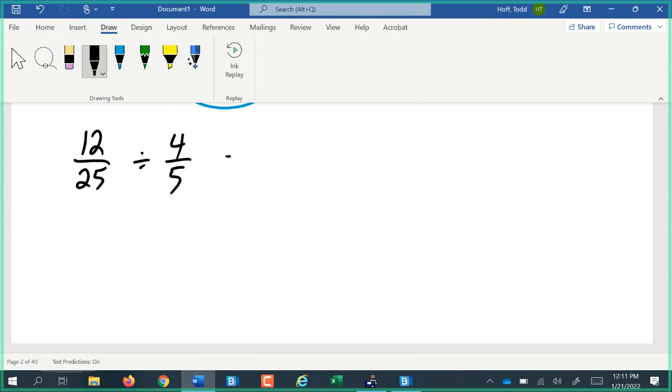we said that division follows the same rules as multiplication. Well, when we multiply, we just multiplied straight across. Numerator times numerator, denominator times denominator. So when we divide, can I do 12 divided by 4 is 3, 25 divided by 5 is 5? Does that work?